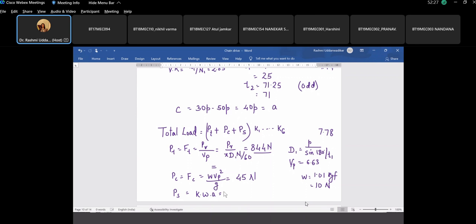Give me this in newtons. 6.3. It's too small. This is weight per unit meter, Newton per meter. Convert the center distance in meters.